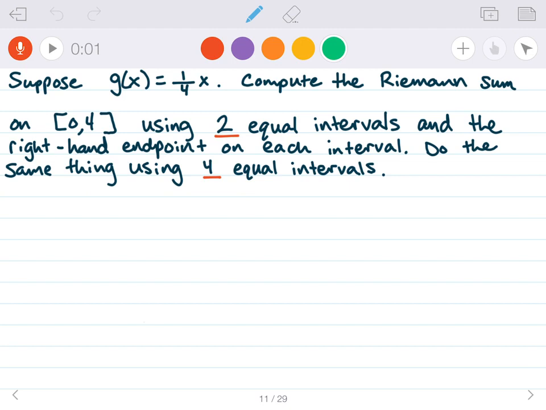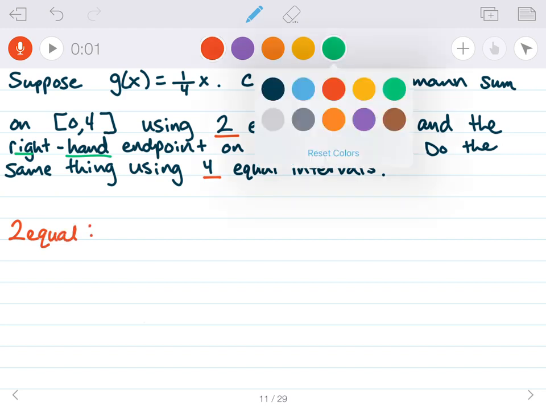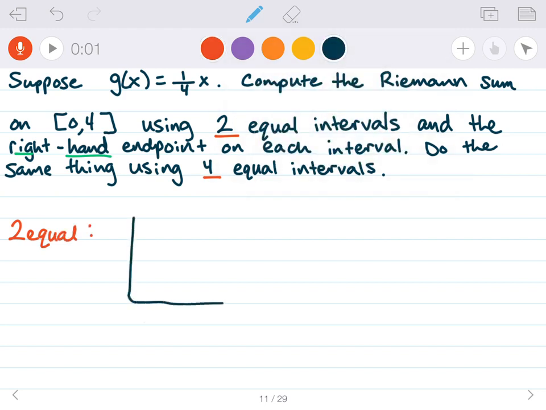All right, suppose g of x equals a fourth x. Compute the Riemann sum on 0, 4 using 2 equal intervals and the right-hand endpoints, and then do the same thing using 4 equal intervals. So let's do our 2 equal intervals first. We need to partition 0, 4 into 2 pieces, so we're doing 0 plus 4 divided by 2, and that means each piece has a width of 2.